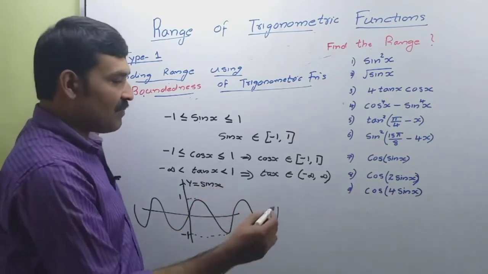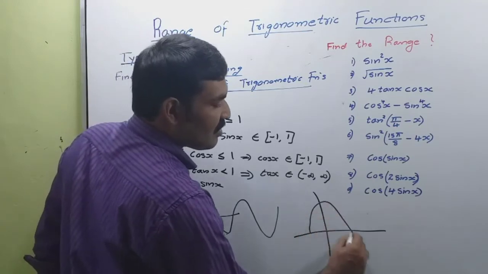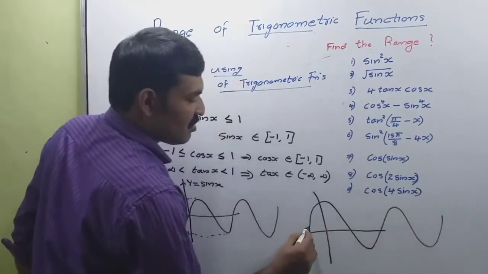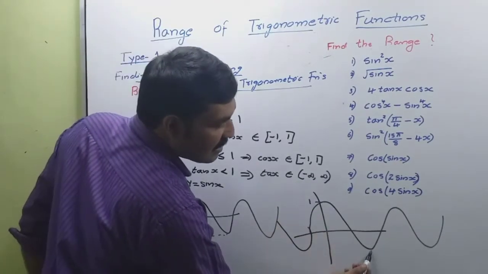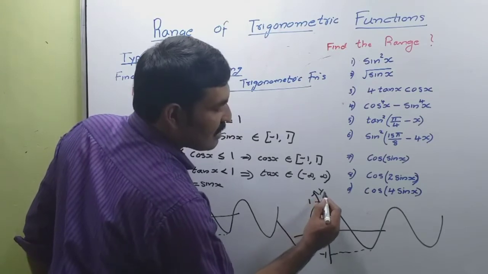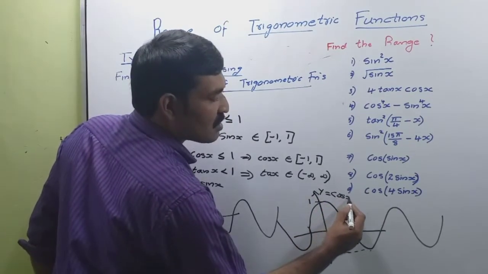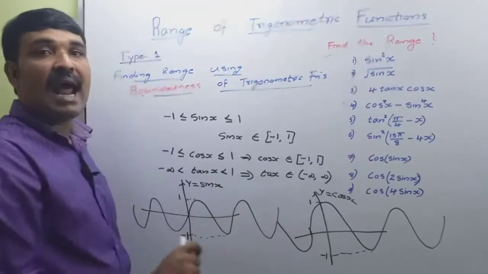In the case of the cosine function, we know the graph of the cosine function, and the maximum value is 1 and the minimum value is minus 1. This is y equals cos x. So the value of y is bounded between minus 1 and 1.